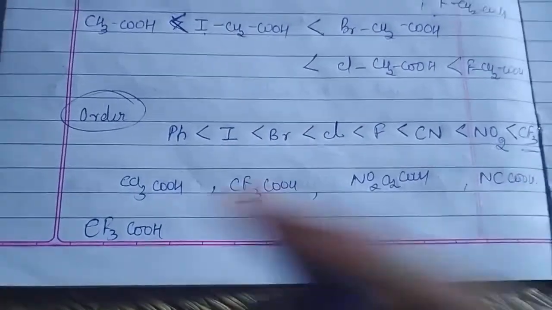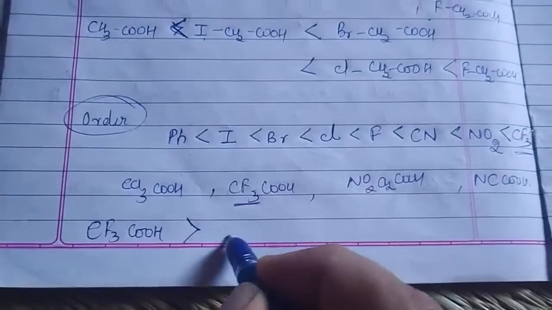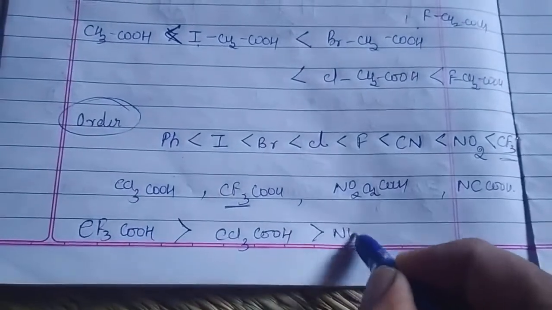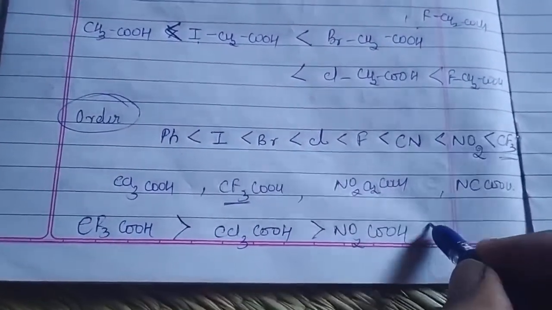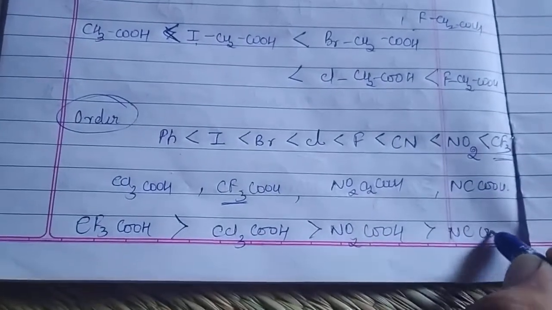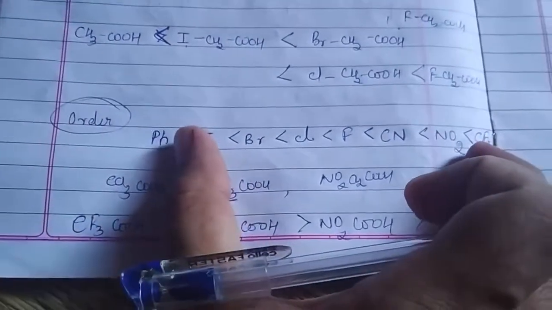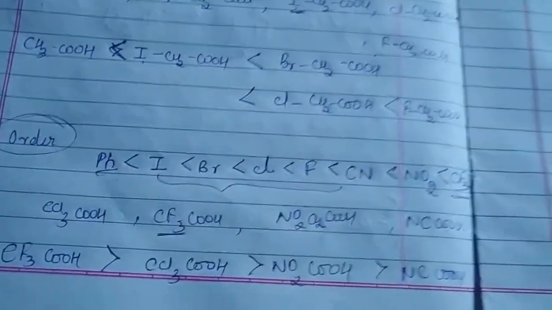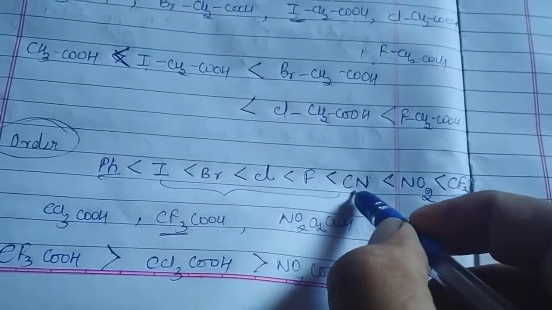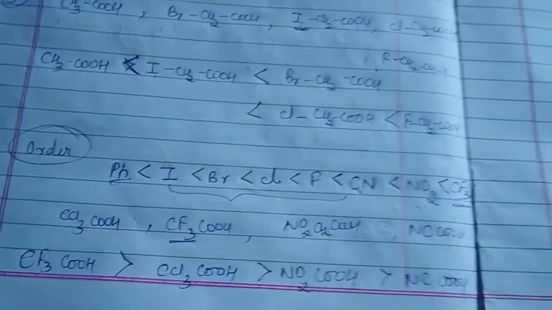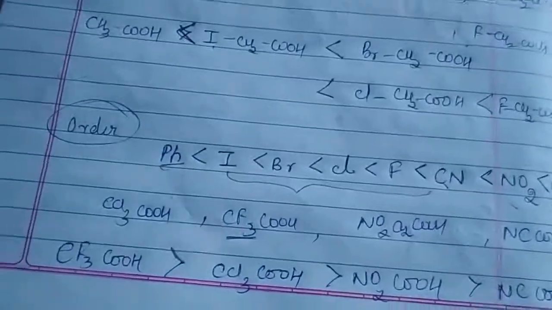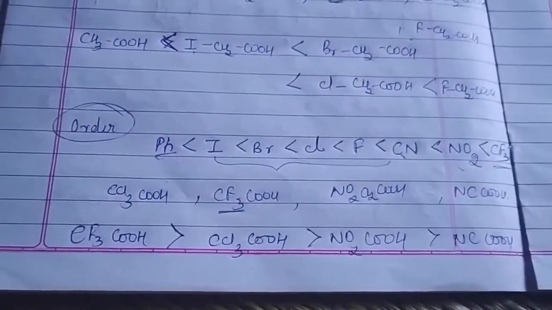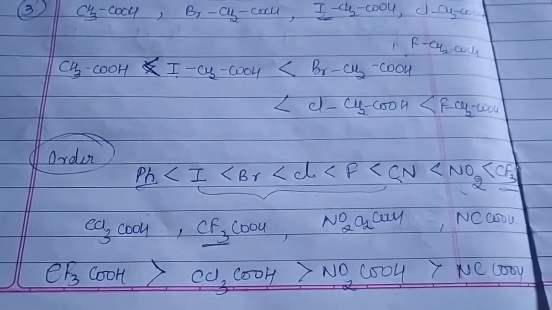Then comes which one? CCl3COOH. Yes. Then will be NO2CH2COOH, and the least in this case will be NCCOOH. So this order is also very important. Make a note of it. First is phenyl, then CN, then NO2, then CF3. So one major aspect we came to know: electron withdrawing groups increase the acidic strength of carboxylic acids. Is that clear?